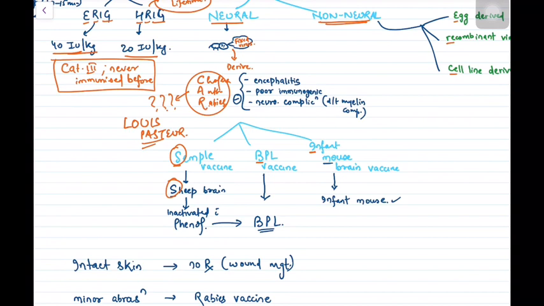The second modification is BPL vaccine, which is beta propiolactone vaccine. It is the same as Semple vaccine, it's just that you are inactivating with BPL, beta propiolactone, instead of phenol. And the third is infant mouse brain vaccine. You are inoculating the virus into an infant mouse or newborn mouse and then deriving the vaccine.